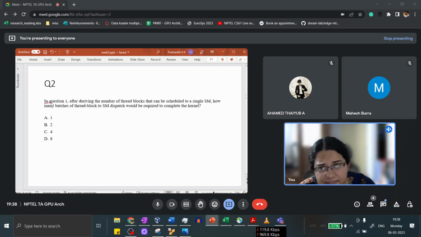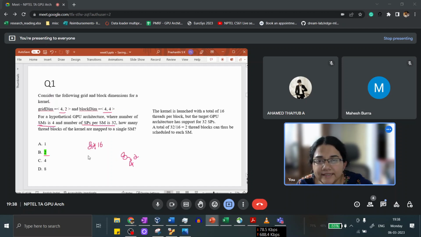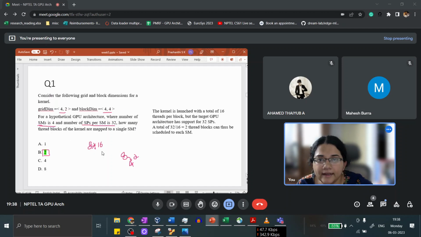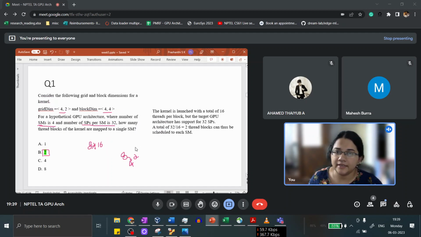So this uses the data from question 1. So I can scroll back after reading this. After deriving the number of thread blocks that can be scheduled to a single SM, how many batches of thread blocks to SM dispatch would be required to complete the kernel? So we already spoke about how many thread blocks would be scheduled to a single SM. We said 2 thread blocks would be scheduled to a single SM. Now this question asks us how many such batches of thread blocks would need to be dispatched to complete the kernel. So think about this. Your options are 1, 2, 4 and 8. I'll scroll back here so that you have the data.